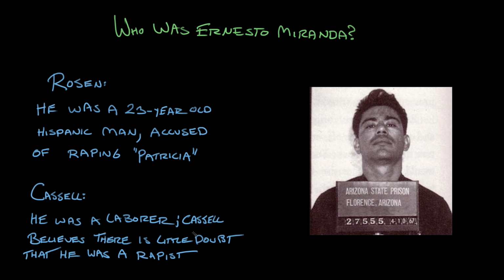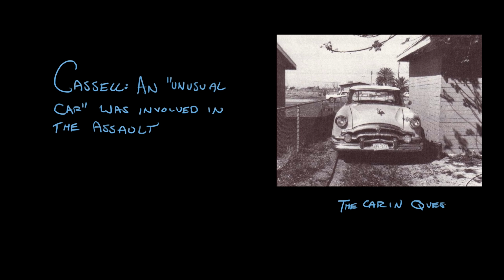So the police got the report of the crime from the victim, and they also had a report of an unusual car that was involved. And so eventually they were able to identify a car that was similar to that described by the victim that came back as registered to Miranda. And so they picked him up for questioning. They took him into the station house. He denied having any involvement.